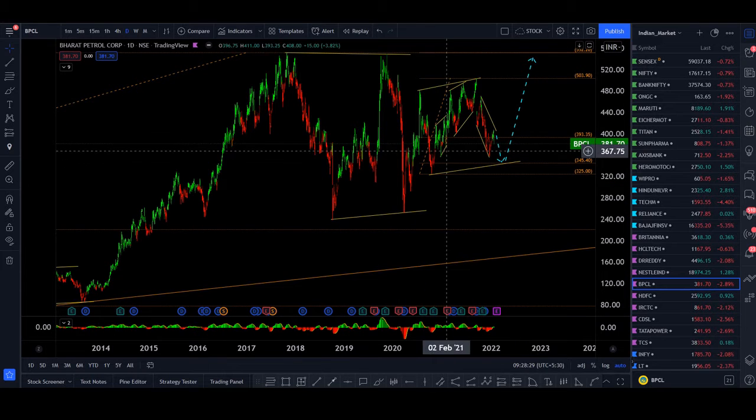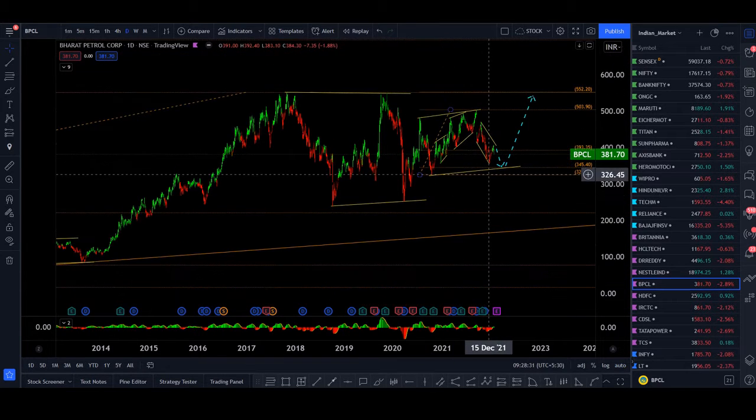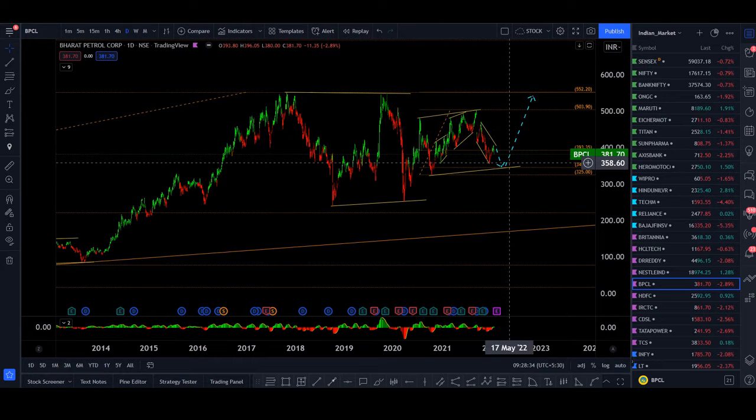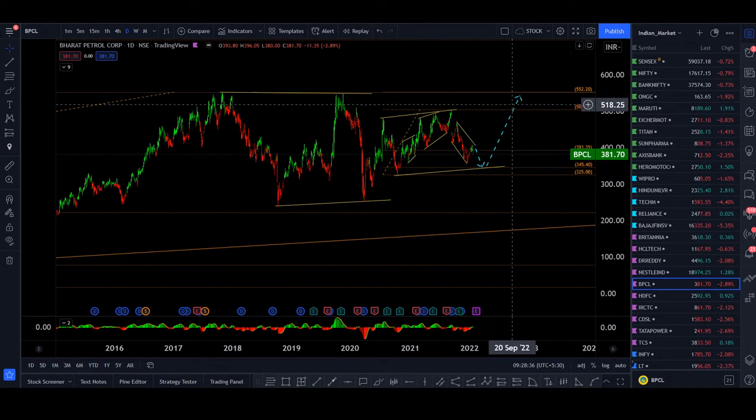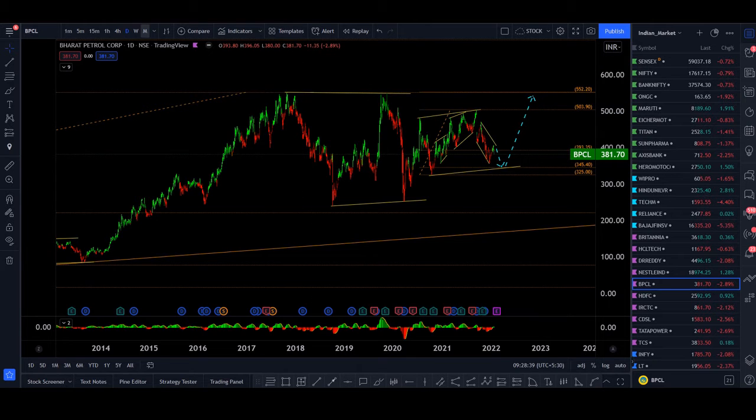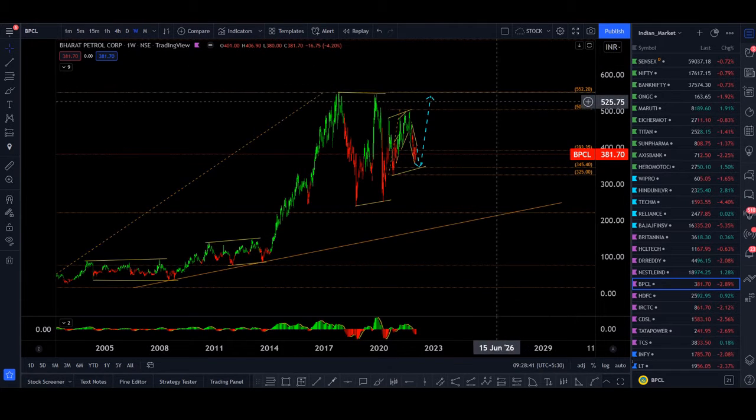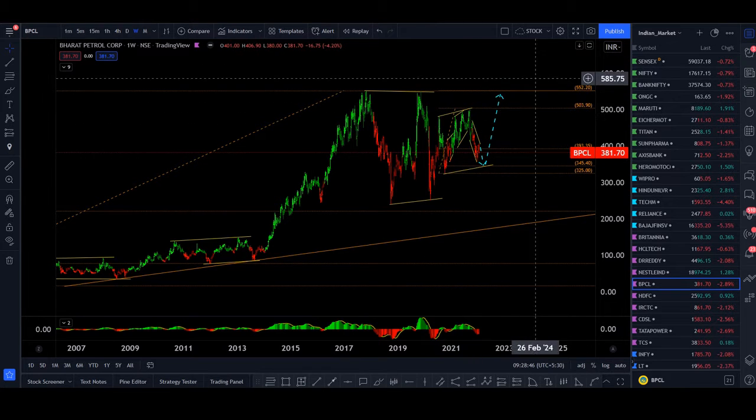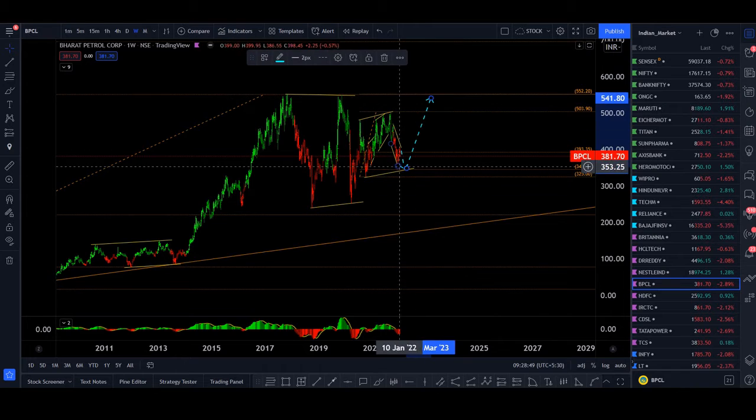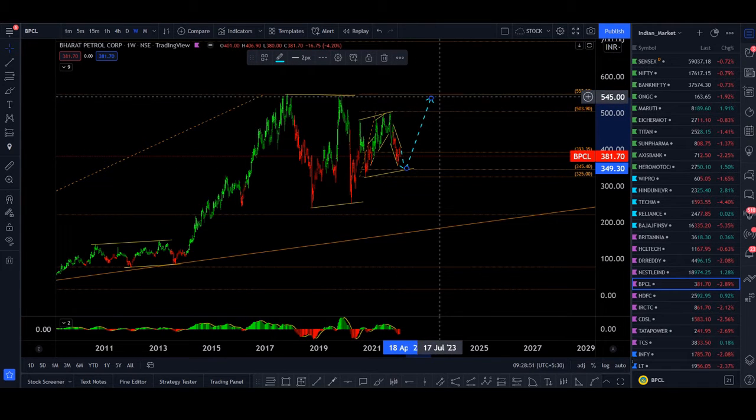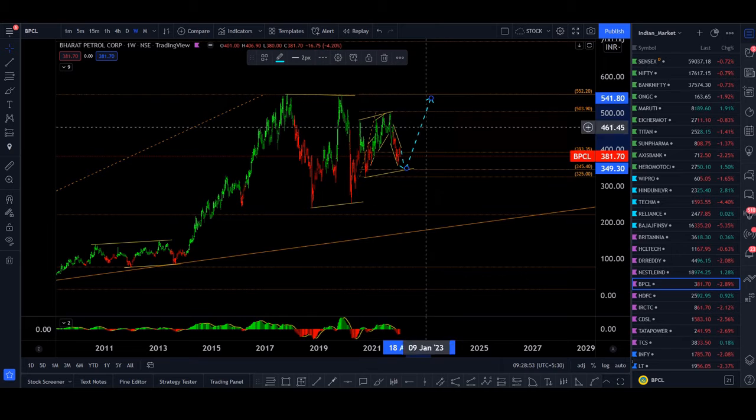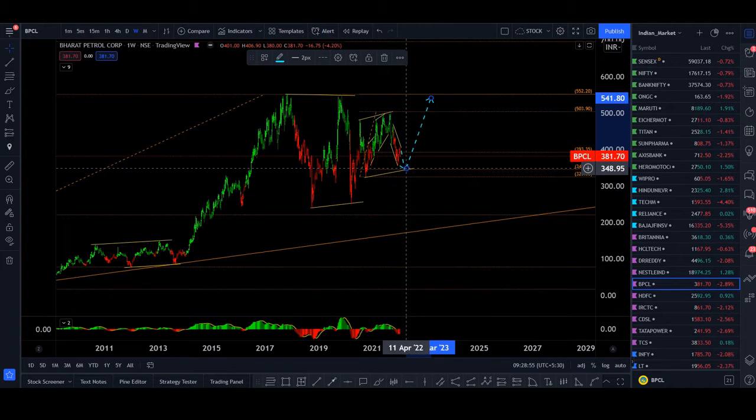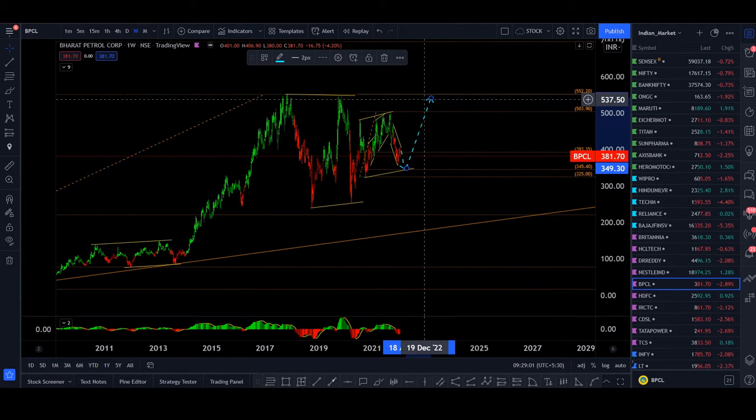Then BPCL, where it's also very close to ending this C wave, and it might have an uptrend, but this has a very big consolidation here, and we are not expecting this wave to rise immediately. It might have multiple consolidations before running up, but at least this is possible at this point, and that's what we're expecting. Once it reaches around 350 and bounces back, we will be giving a target of 550 when it comes up.